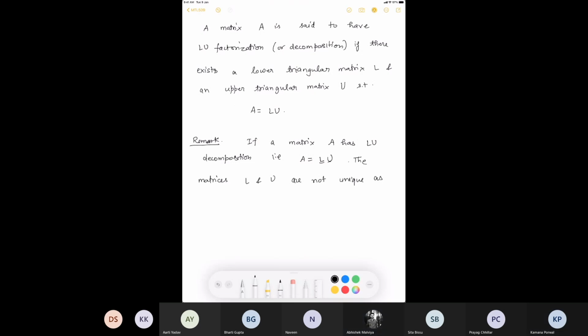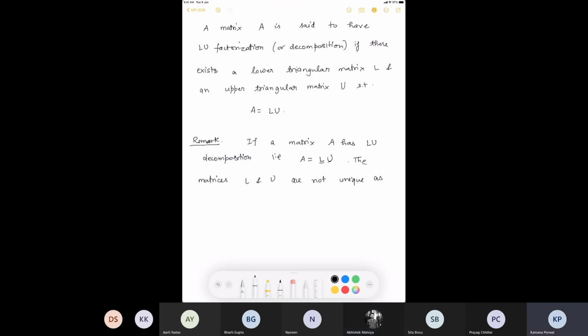Yeah, ma'am. So how? Actually, in LU decomposition, we keep the diagonals in U and the entries 1, 1, 1 in L. Then we change this: we keep the diagonal elements in L and 1, 1, 1 in U, so it will change.